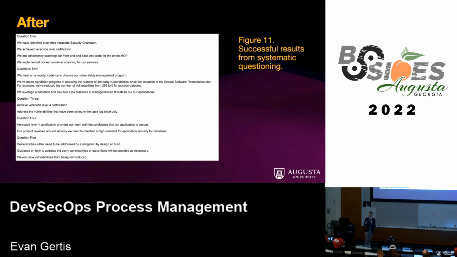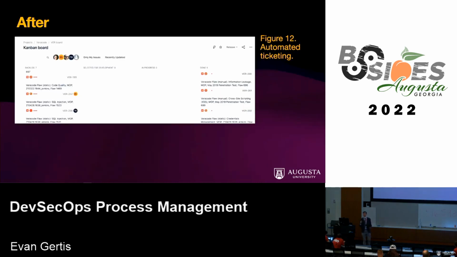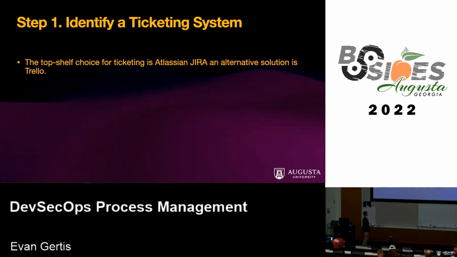And again, this comes back to five key specific questions. How much time do you spend in meetings? Nobody wants to waste time. You can actually automate this entire process. We can automate the vulnerabilities that we find in Veracode and actually assign them to individuals so that they take accountability for their work. And the ticketing system that I would recommend is Atlassian Jira, but you could also use Trello.